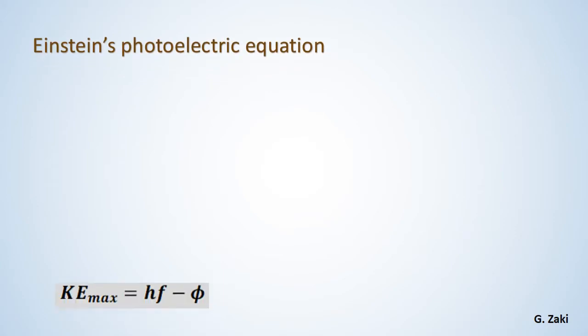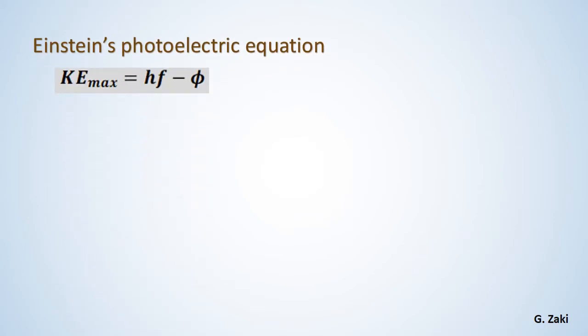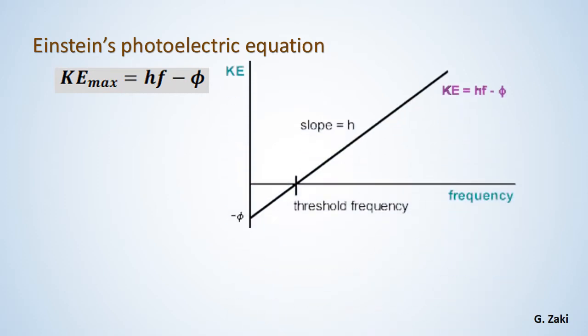Now we have a very important equation: the relation between the maximum kinetic energy, the energy of the incident light, and the work function. If the energy of the incident light is greater than the work function, the photoelectrons are emitted with maximum kinetic energy.